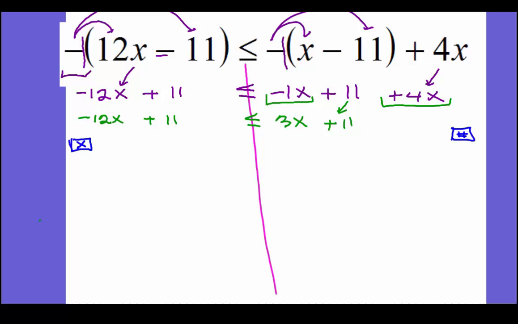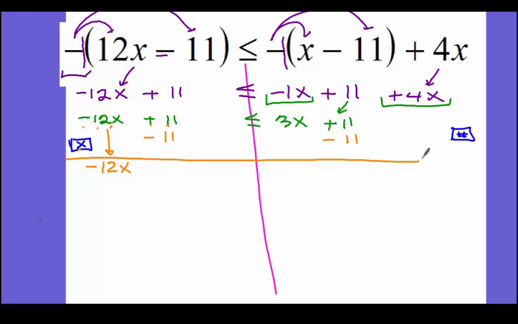Then we're going to read from left to right. Negative 12x. This has an x, so this guy is on the correct side. Plus 11. 11 has no x. I want x over here only, which means the 11 is on the wrong side. So I need to eliminate 11 from this side. Eliminate 11 to this side.